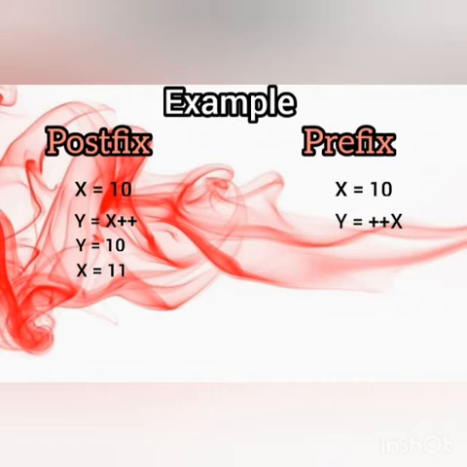So y is equal to plus plus x. What is the value of x here? The x value is 10. So it adds 1 to the present value of x. So 10 plus 1 is 11 here. So the value 11 will be assigned to the variable y. So y is equal to 11. Then what is the value of x? X value is also 11. Do you understand this? So the concept of prefix is first it will increase the value of the variable by 1, then the incremented value is assigned to the respective operand.